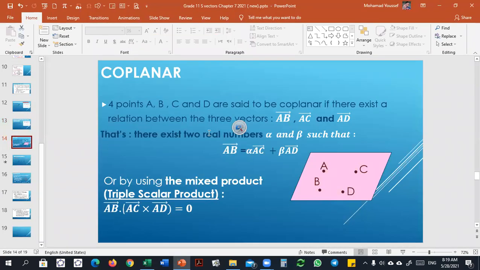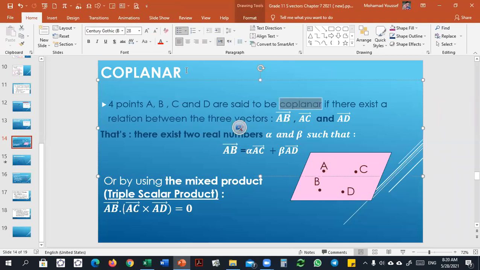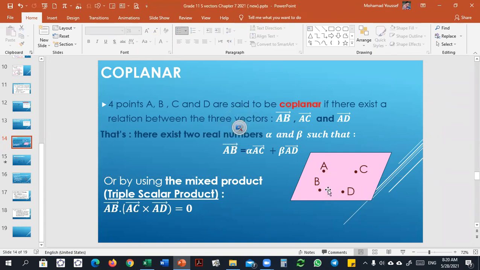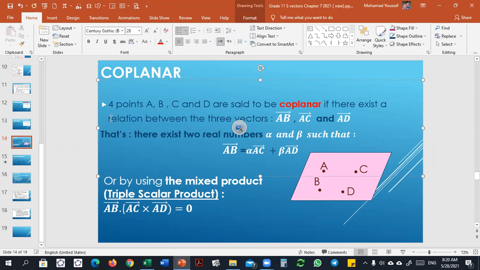So we will end here today. To prove that 4 points A, B, C, and D are coplanar, what do we mean by the word coplanar? Same plane. Yes, they are in the same plane, like you see here in the figure, if there exists a relation between the 3 vectors.